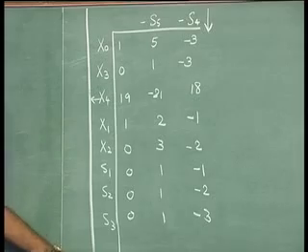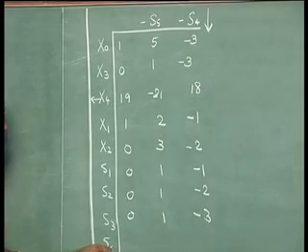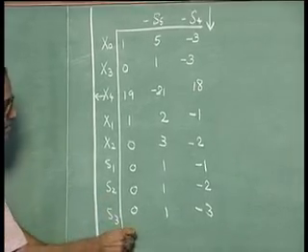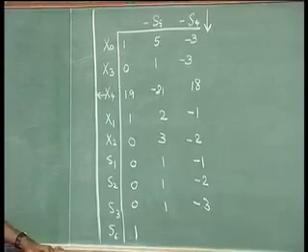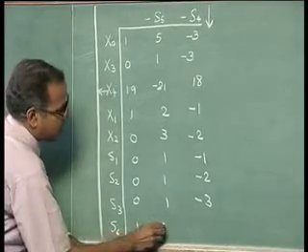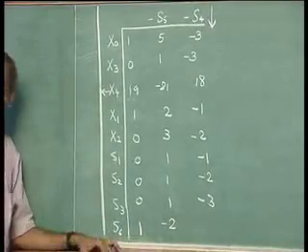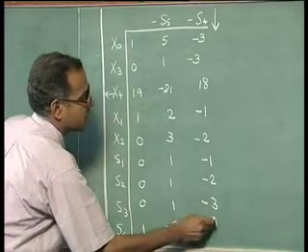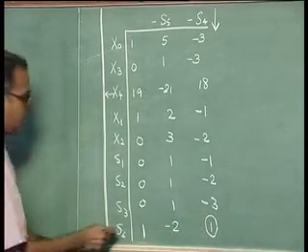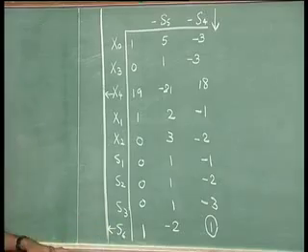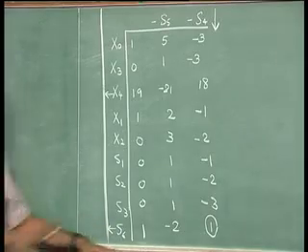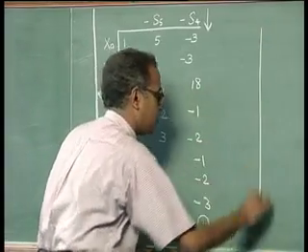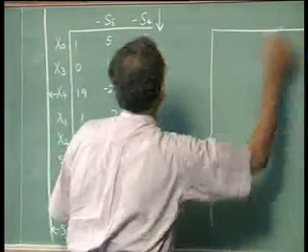Dividing by 18 and introducing an S6, we would have 19 by 18 with a lower integer value of 1, minus 21 by 18 will have a lower integer value of minus 2, and 18 by 18 will give 1. So, this will be the pivot element and this is the leaving variable. Now, we go back and continue the next table.